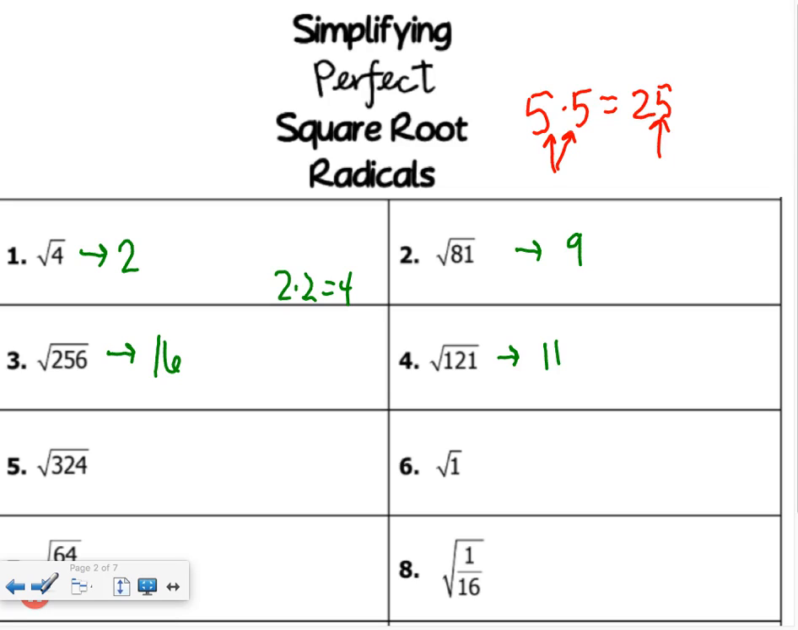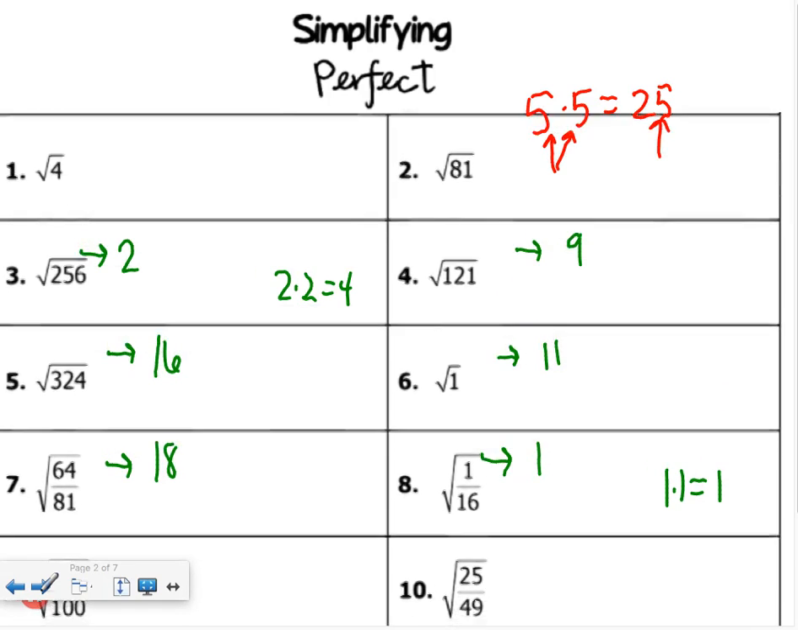To be honest, 324, I would have to use a calculator. I don't know 18 squared offhand, but that is 18. The square root of 324 is 18. Square root of 1: don't forget that 1 is also a perfect square because 1 times 1 is actually 1. Let's see here. Let's scroll a second. I'll just move it.